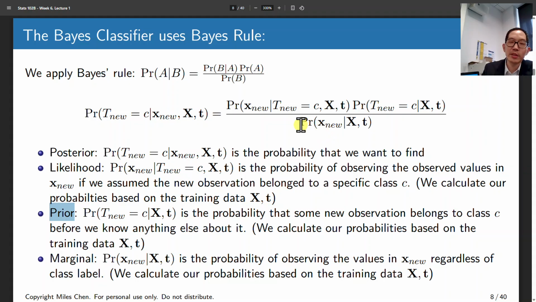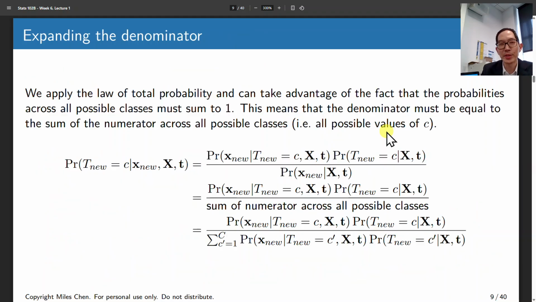And then this down here, this is our marginal probability, and it's the probability of observing our values X regardless of the class label. The purpose of this is just so that everything adds up to 1.